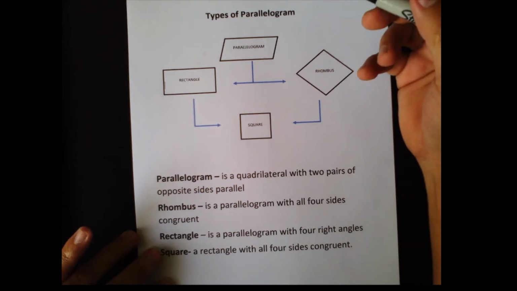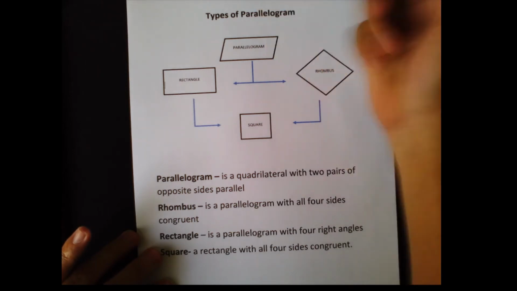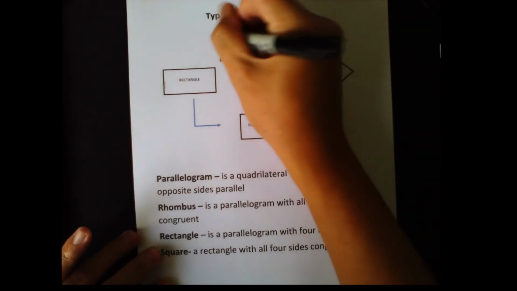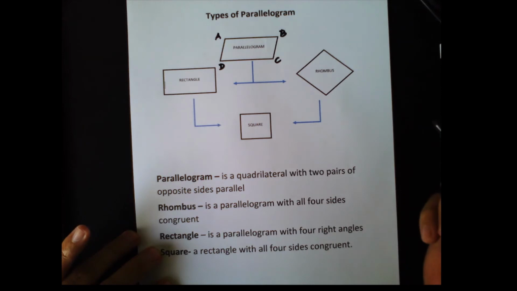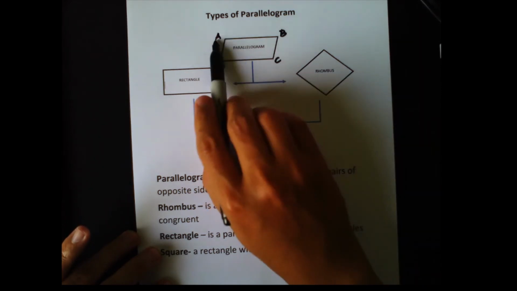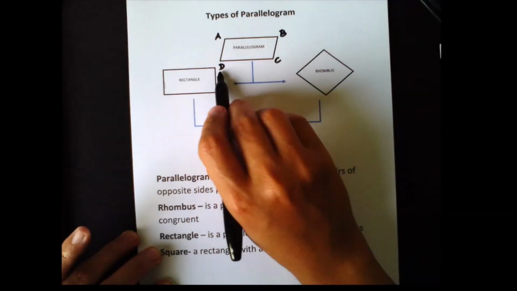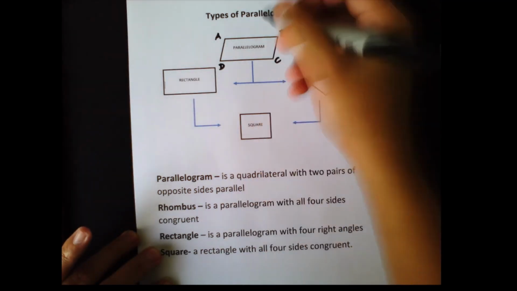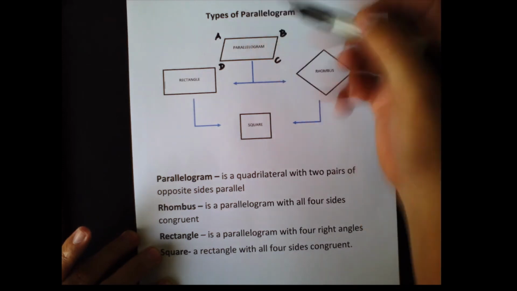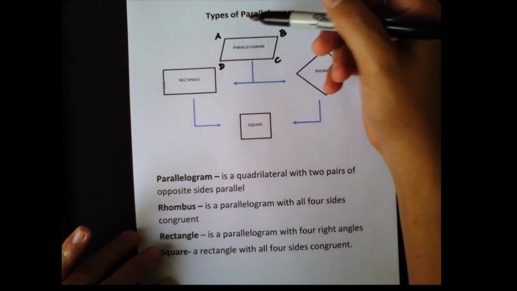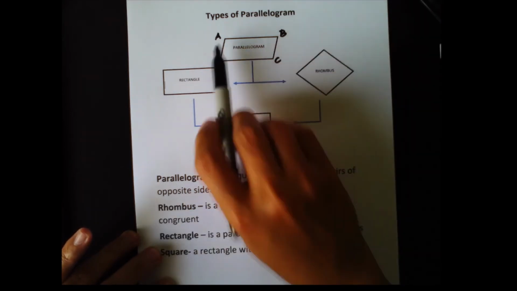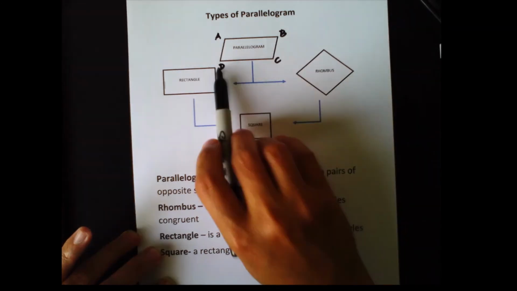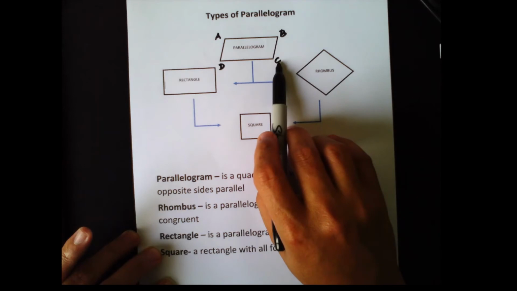So two pairs of opposite sides are parallel. What are the opposite sides here? Let's say this is A, B, C, D. Where are the opposite sides? We have side AB opposite to side DC. Two pairs of opposite sides are parallel, so side AB and side DC are opposite sides, and they are parallel.